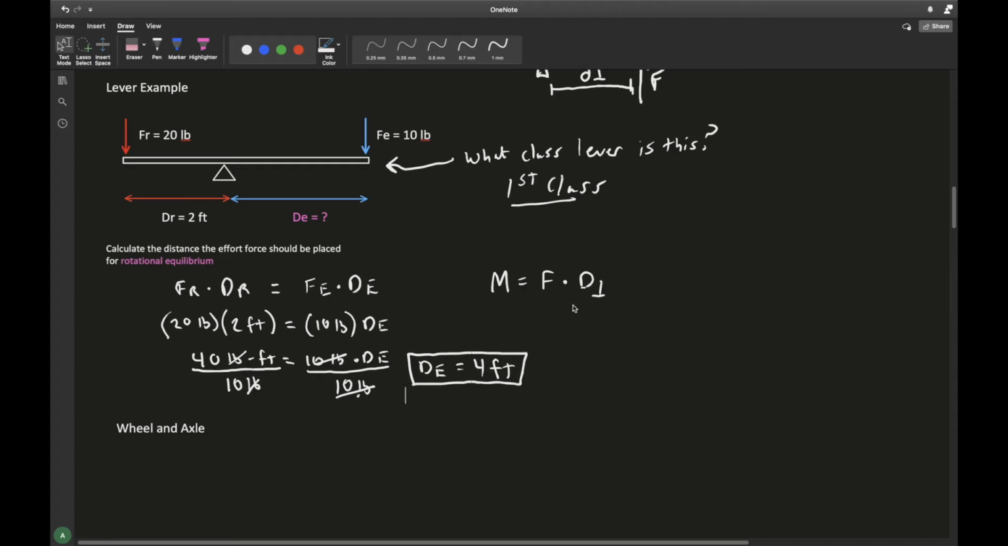And so conceptually, I want you to think about this. We can balance out a 10 and a 20 pound weight on a seesaw just by moving the 10 pound weight double the distance. Okay, so essentially it only takes me half of the force to balance out if I double my distance. And so really the mechanical advantage in that concept is equal to 2.